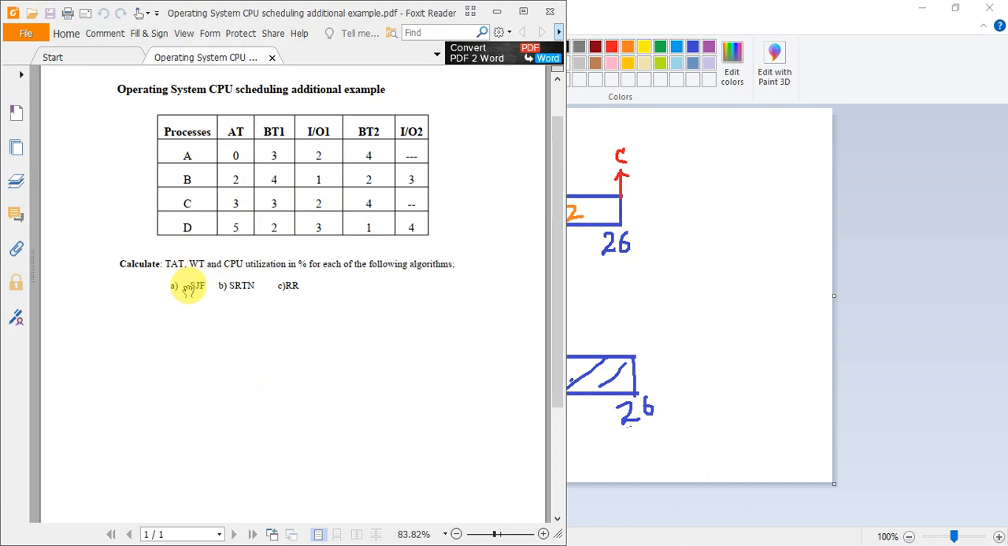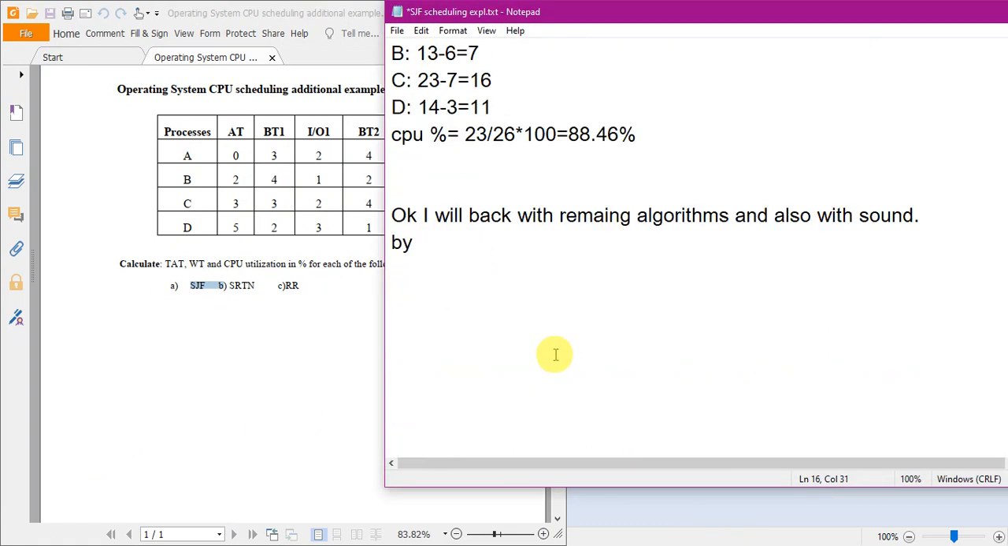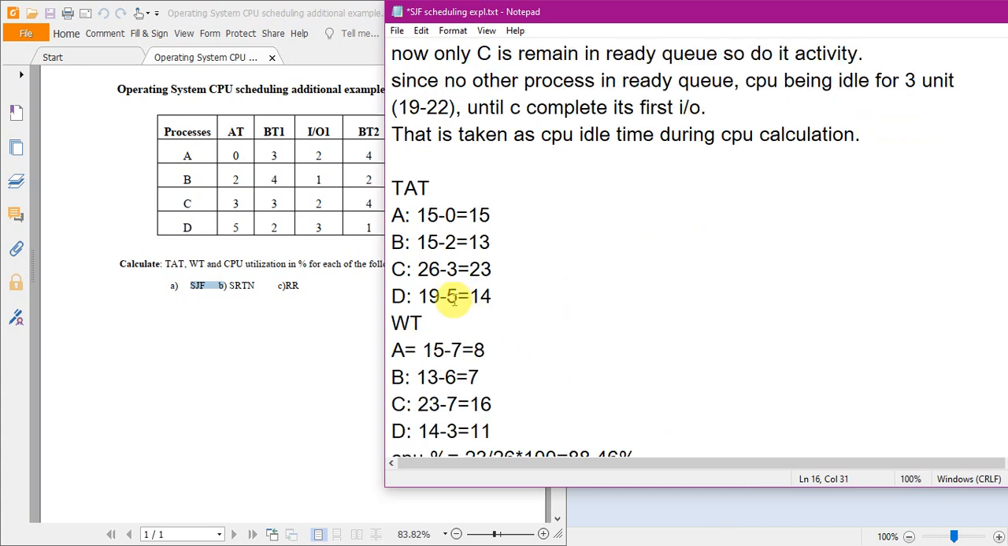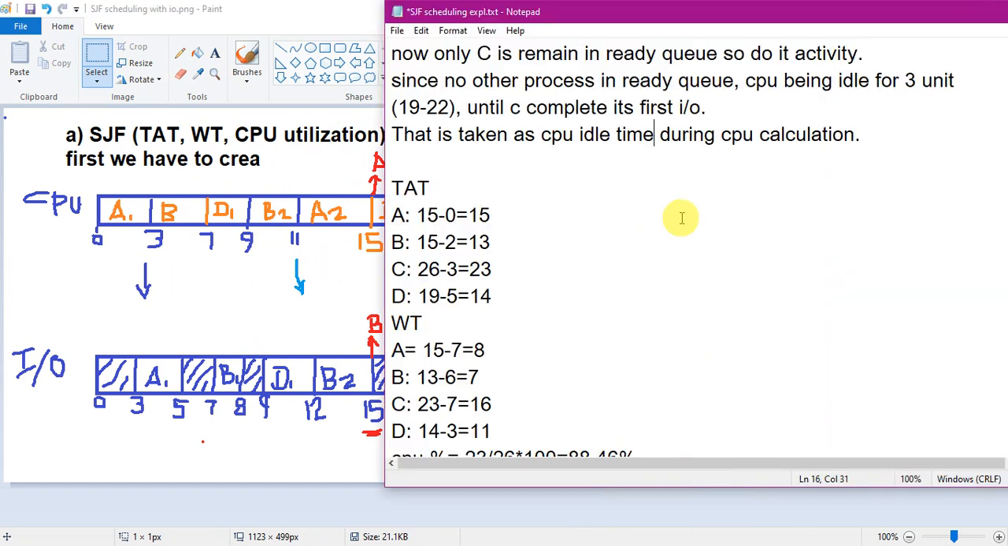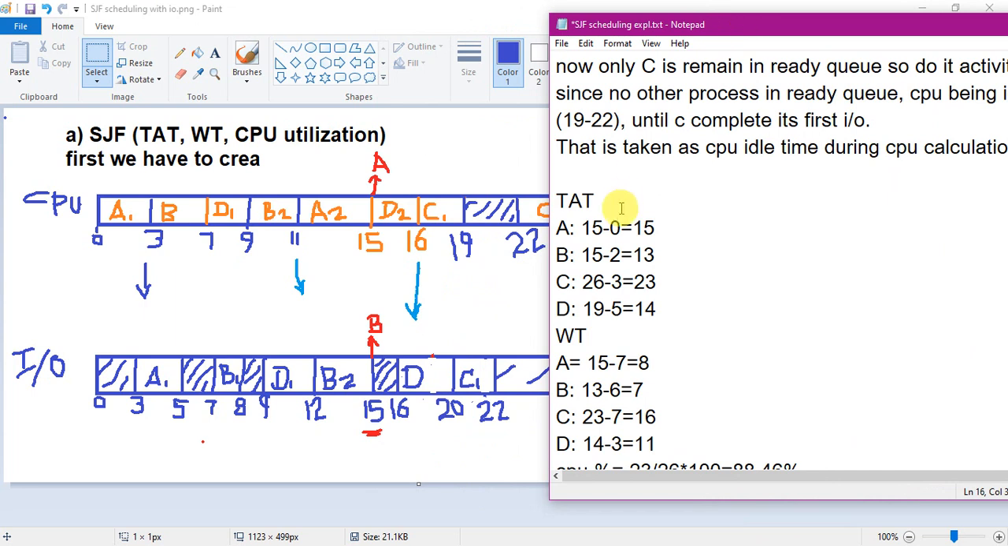You are required to calculate the times, that is TAT and WT. So you can complete it by yourself first, then compare with this answer. So what can the calculation be? What is the completion time of A? Turnaround time is equal to completion time minus the arrival time of the process. The completion time for A is 15, the arrival time for A is 0, so it is equal to 15.